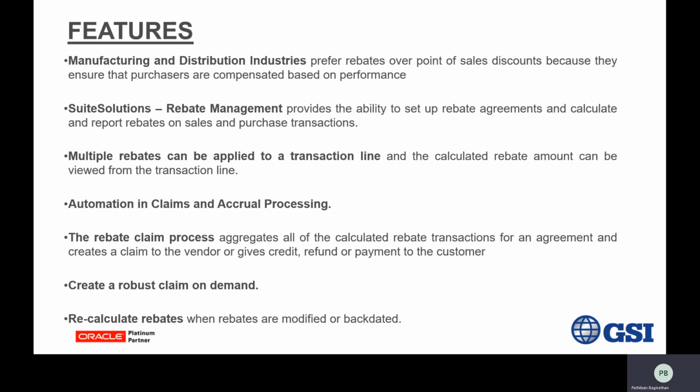And then here we're going to move into features. So basically, manufacturing and distribution industries prefer rebates over point of sale discounts because they ensure the purchases are compensated based on performance. So vendor performance is tracked. And also, when you're doing wholesale distribution, if you order in bulk or in volume, you can get good discounts based on the amount purchased.